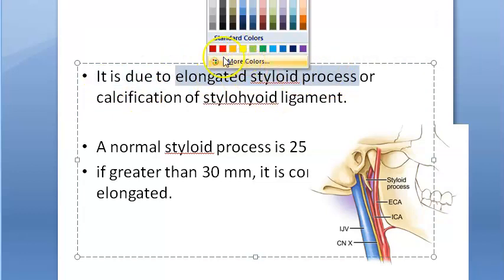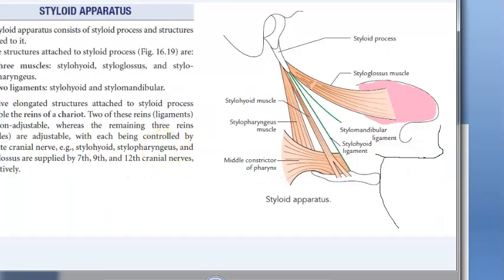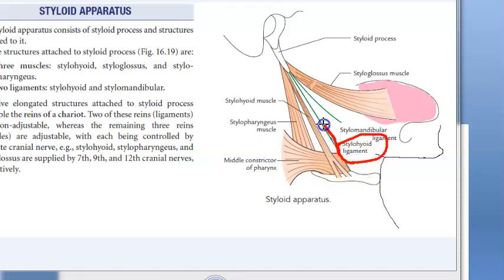This is the main thing they'll be looking for: elongated styloid process or calcification of the stylohyoid ligament. For ligaments we usually use green color, isn't it? Calcification of this stylohyoid ligament. Now, let us try to understand exactly what is attached to the styloid process. To the styloid process, you have the stylohyoid ligament, which they have shown here in green color. This green line is the stylohyoid ligament.